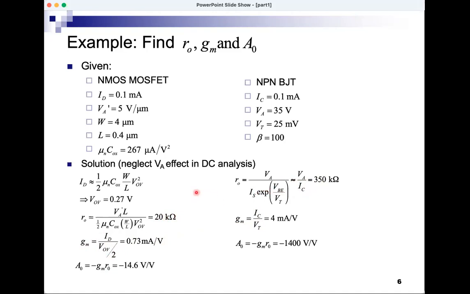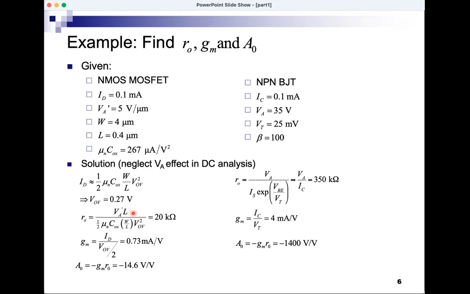Can we do something about this? Can we get more gain out of the MOSFET? Well, what is the expression of RO? Maybe we can increase RO. It's VA here, and VA is quite small. VA is VA prime times L. So can we increase it?